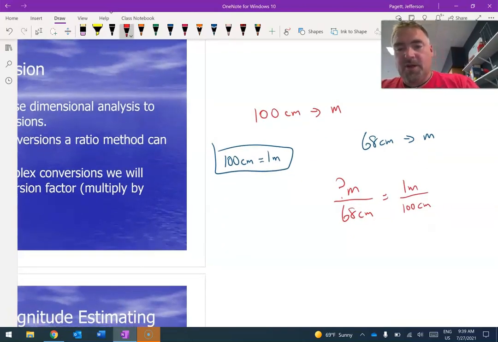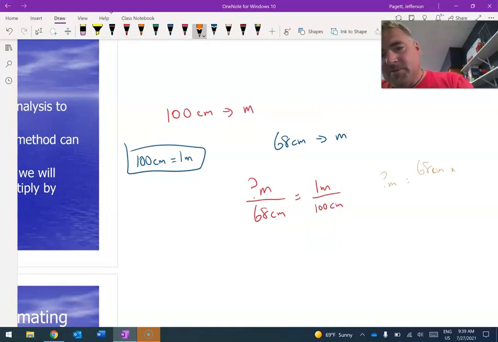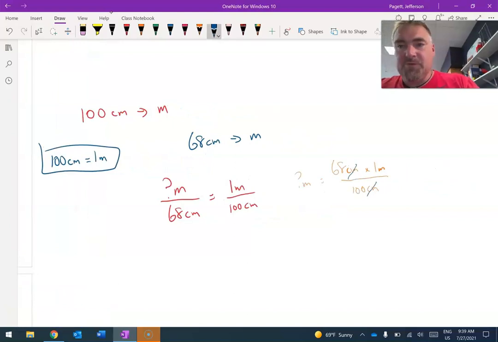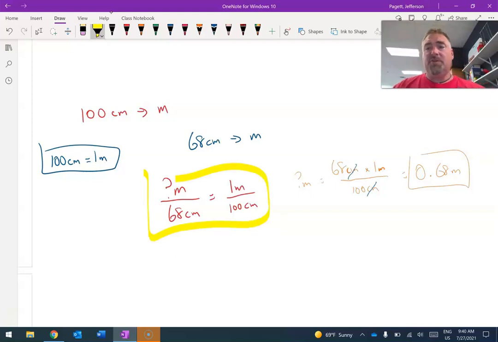If I cross multiply, I'll just do it all the way out. I've got question mark meters is equal to 68 centimeters times 1 meter divided by 100 centimeters. When I do that, my centimeters cross out, and it leaves me with 68 times 1 meter divided by 100, which will give me an answer of 0.68 meters. So this ratio method right here, this part, we're just setting up similar ratios, meters to centimeters, meters to centimeters.